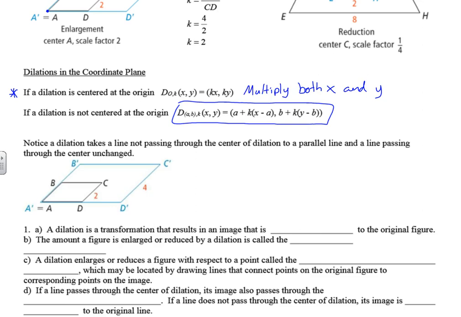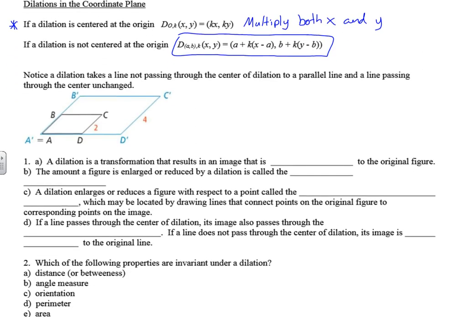All right. So next note here is notice the dilation takes a line not passing through the center of dilation to a parallel line, and a line passing through the center unchanged. Okay, so if the line is like what we're saying here, B prime, C prime, that's still going to be parallel. But if the line passes through, it's going to stay on the same line. So if we go from B prime to B, that just stays on the same line.